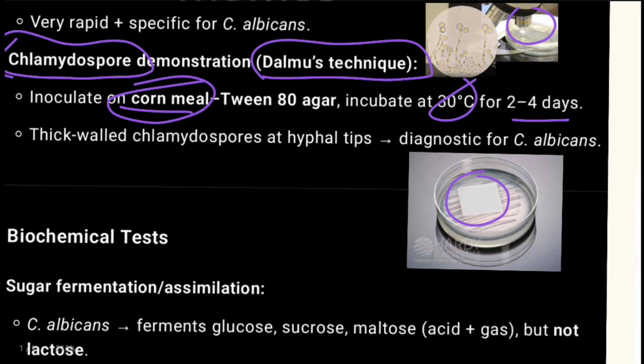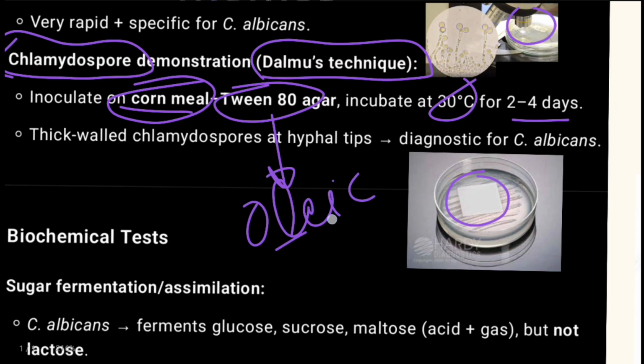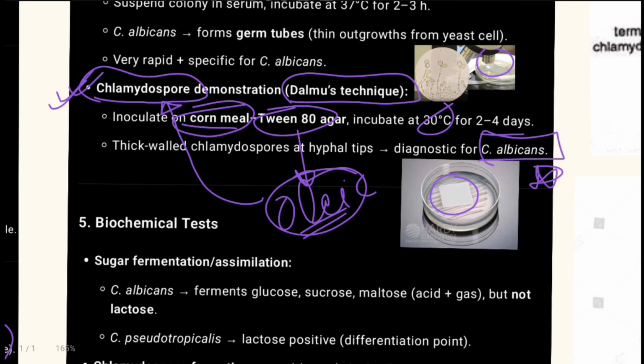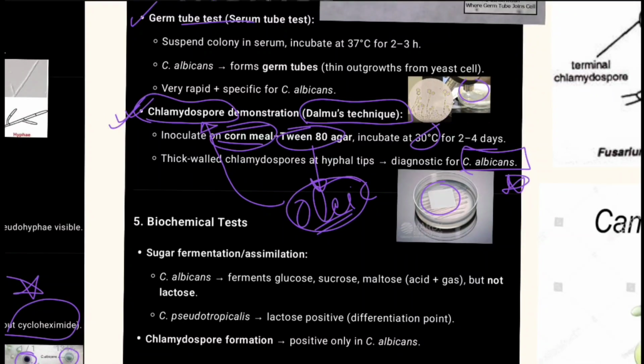Here, Tween 80 agar plays a key role, as it is a source of oleic acid. The role of oleic acid is to help in the growth and production of chlamydospores. Therefore, this technique is used to demonstrate chlamydospores. It is specifically used as a diagnostic tool for Candida albicans, because the only Candida species which produces chlamydospores is Candida albicans. So this is a very important technique for the diagnosis of Candida albicans.